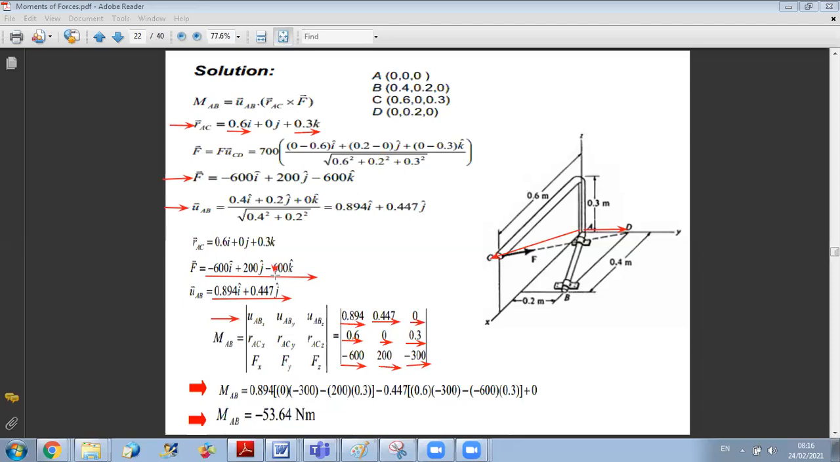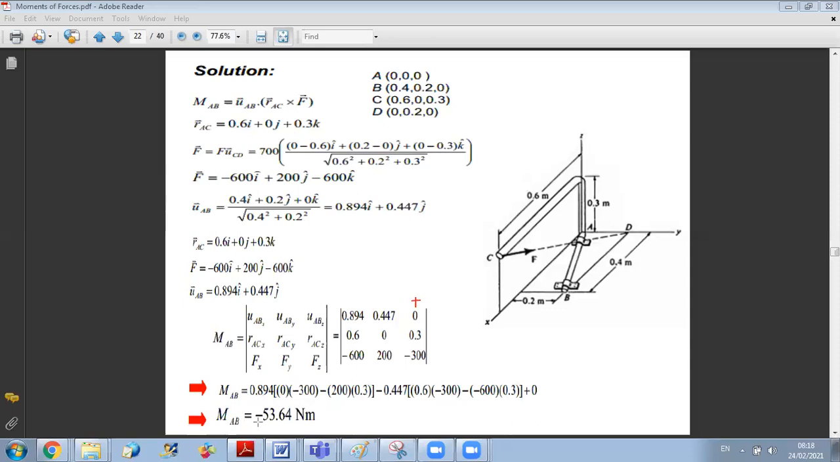Okay, and now next step to do is the calculation. So as we said, we put a plus above the UABX, minus above UABY, and plus above UABZ. And now we start plus 0.894 times the remaining numbers: 0 times minus 300 minus 200 times 0.3. I get my first component. Here no ijk, it's a number, so I should add numbers together. So now minus 0.447 times 0.6 times minus 300 minus 600 times 0.3. So I obtain the second component. And for the third component, it is plus 0 times something, so it's 0. And now when I do the calculation, I get that MAB is minus 53.64 Newton meters.